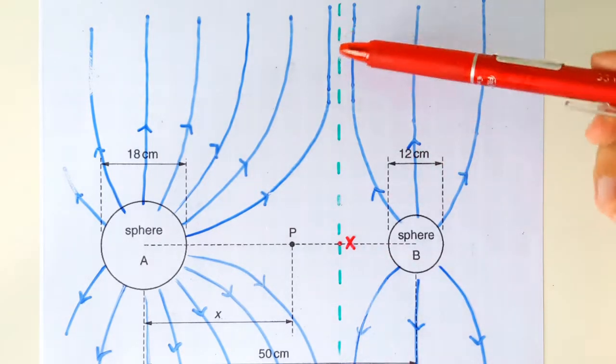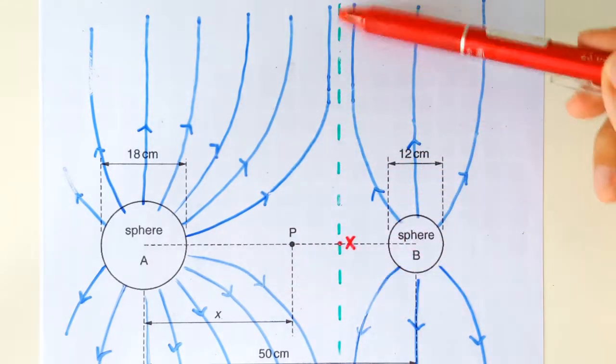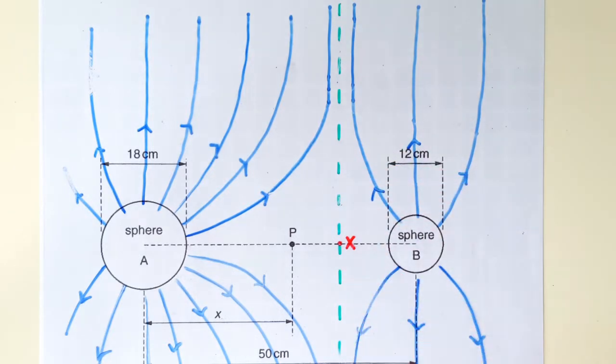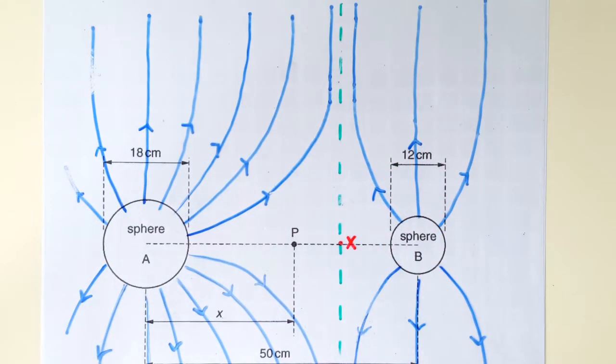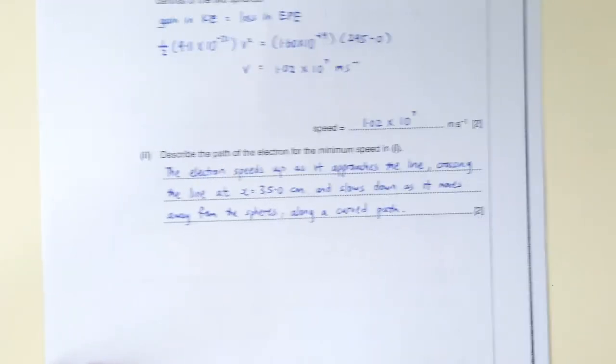The path could be very unpredictable. It could be this way, it could be this way, I don't know. I have no idea what the path will look like. That's why my own answer, I gave something that's pretty vague.